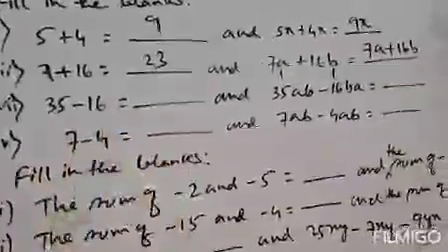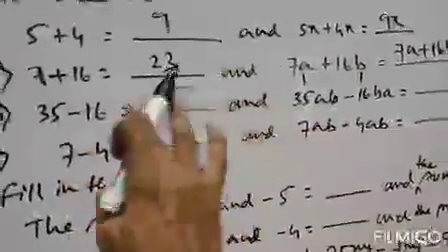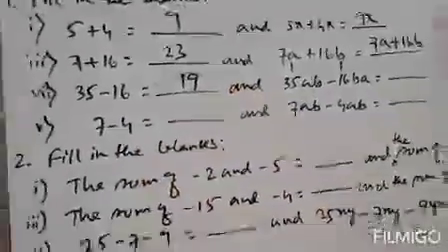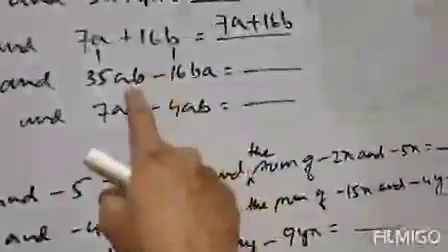Next, 35 minus 16. If we subtract, that means 9, 15 to 1. This is 19. Next, 35AB minus 16BA.